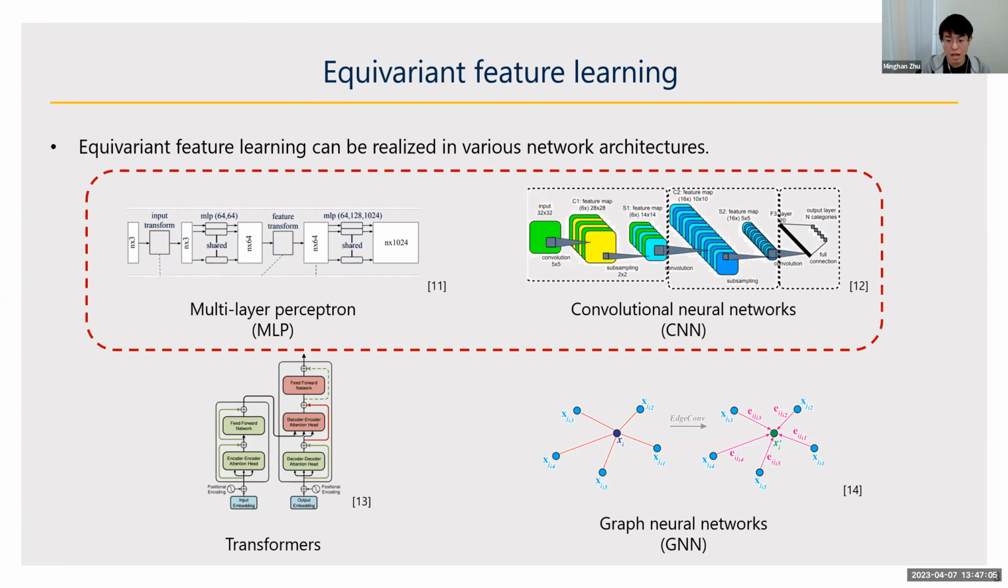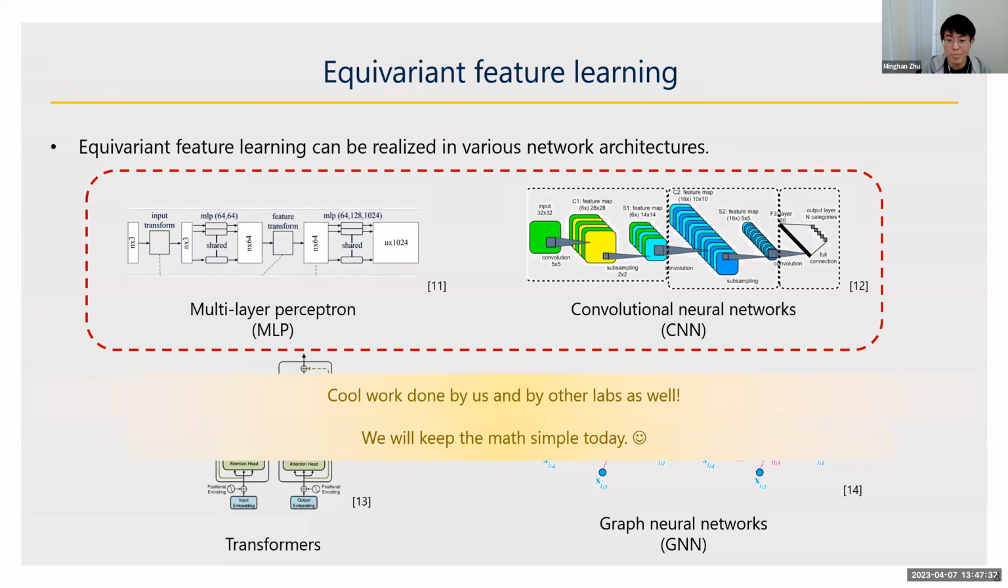We intend this talk to be educational. So we will introduce some relatively simple examples of such equivariant models based on MLP and CNN. And we will introduce very cool applications, the work done by us in our lab and also by other labs, to give you a broader view of what the community is working on in equivariant learning for robotics. We will also keep the math simple today to just give you a taste of what these models look like and what they can do, but we will not go into very complicated math details.